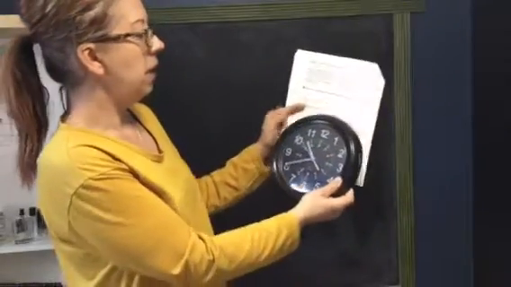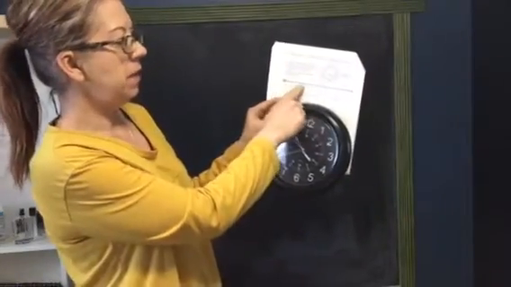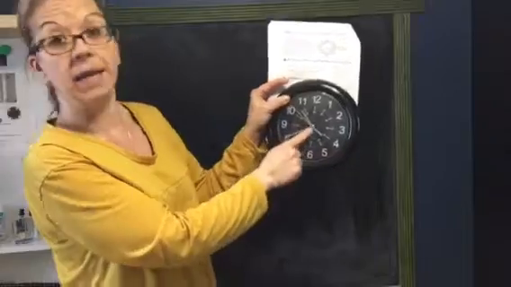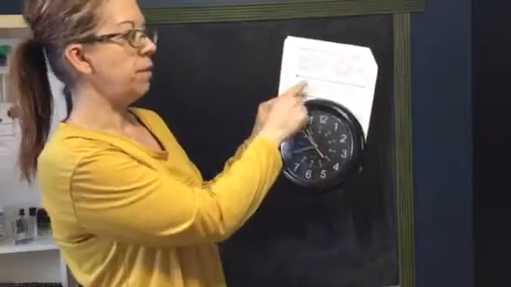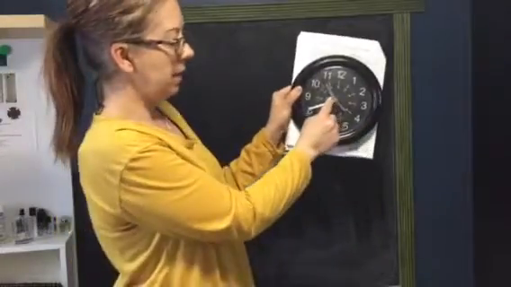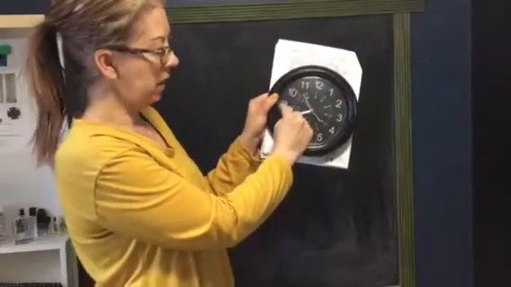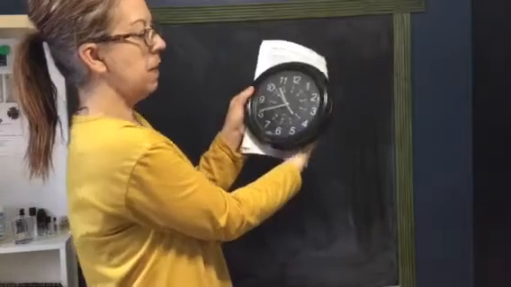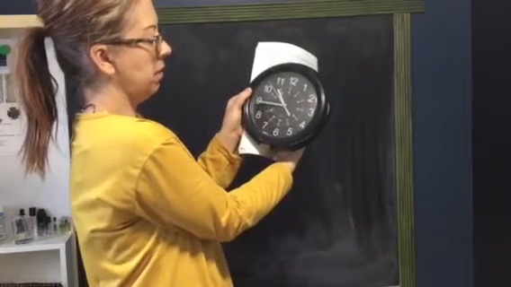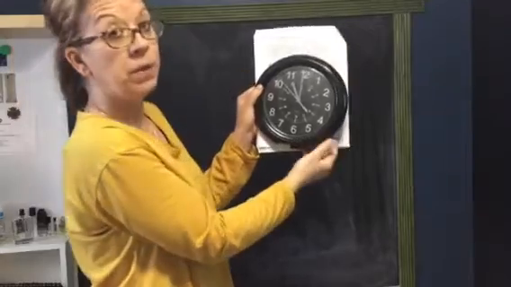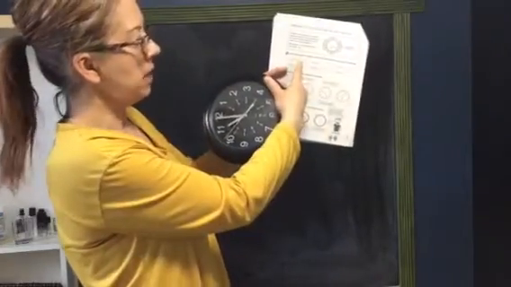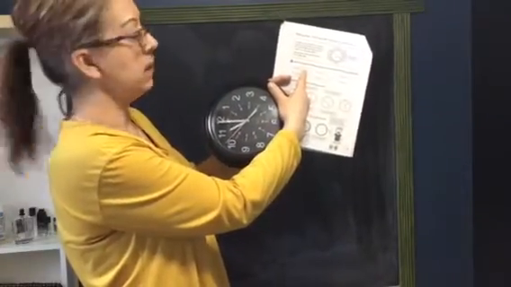Okay, so the first question here says to write the number of minutes it takes the minute hand, the long hand, to move from the 8 to the 12. So I have it at the 8 right now. How long would it take me to move the minute hand up to the 12? So that would be 5, 10, 15, 20. That would be 20 minutes. So it would take 20. Write the number of minutes, 20.